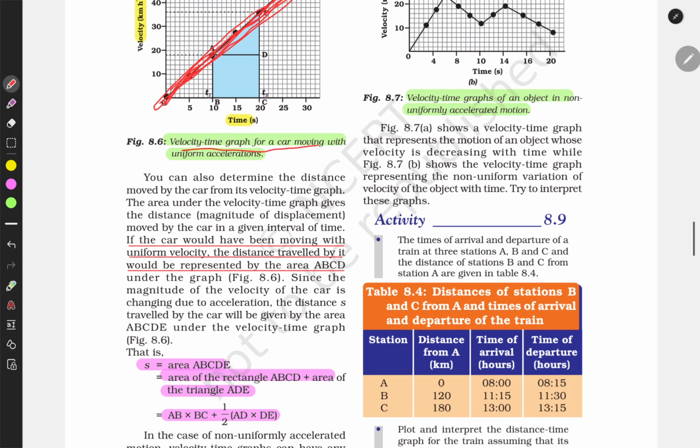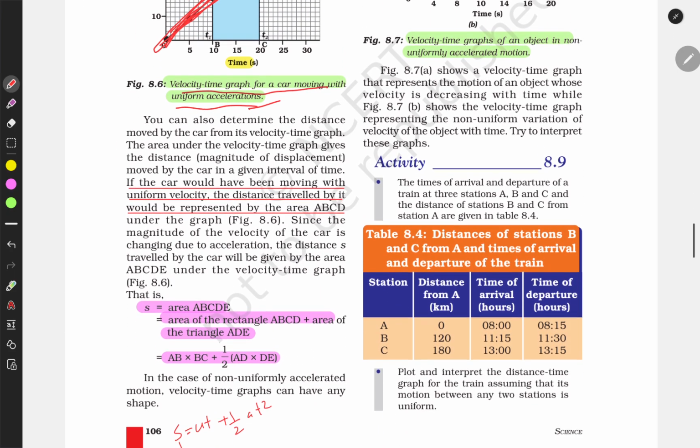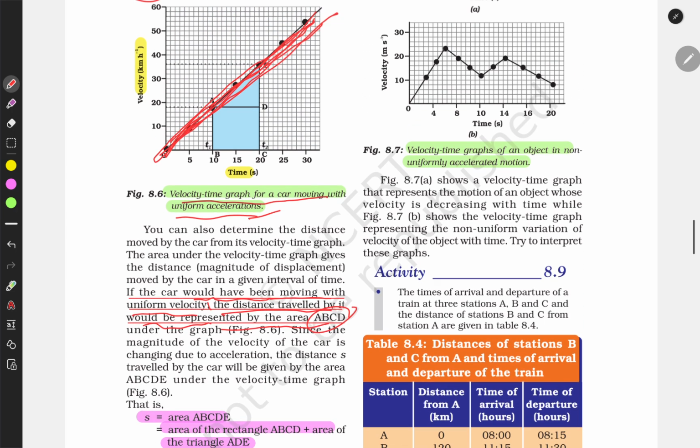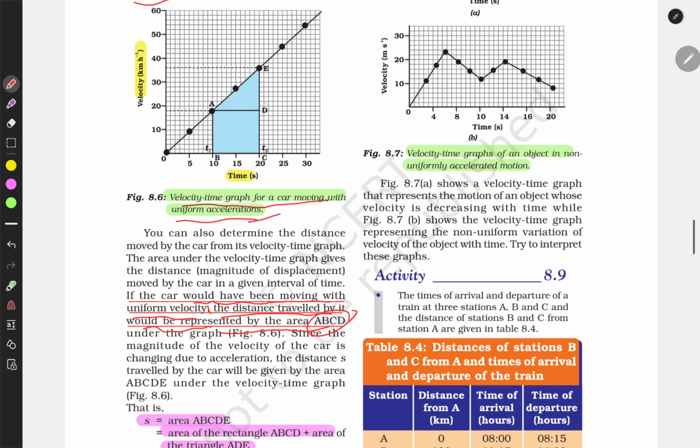The velocity-time graph of a car with uniform acceleration. If a car had been moving with a uniform velocity, the distance traveled by it would be represented by the area ABCD. So this is the area ABCD, A, B, C, D.